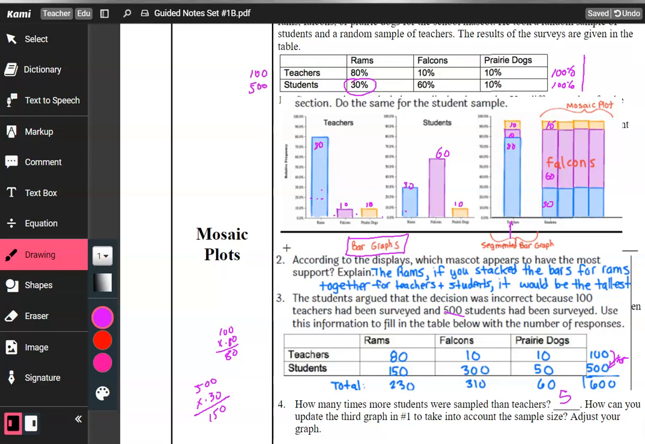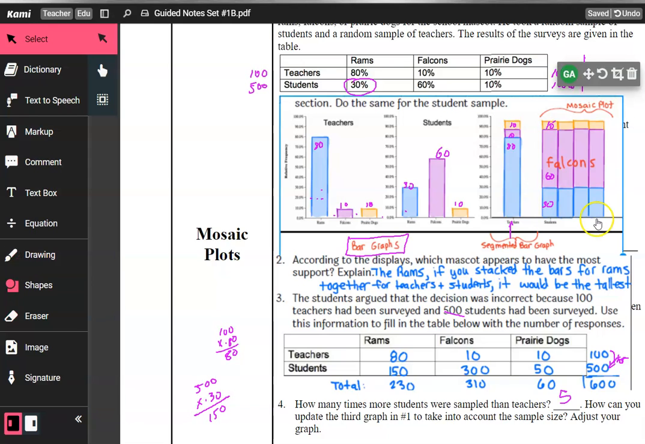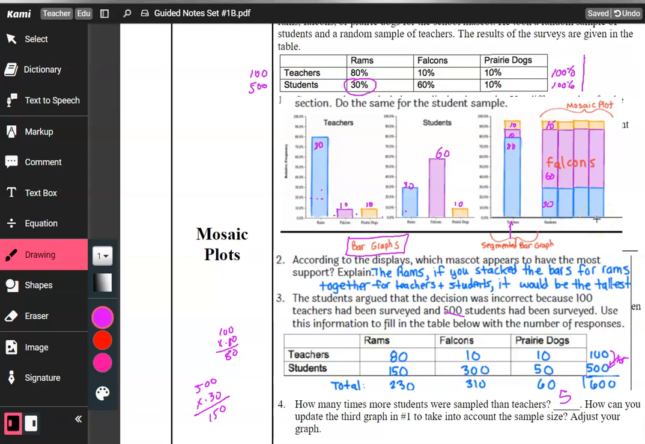How can we update the third graph in number one to take into account the sample size? Well, then we would have to add 5 of these in total. So right here you would have one segmented bar graph for the teachers, and then you would have 5 for the students: one, two, three, four. You would use the same colors. Then you would have 5 for the students. And this is what we call a mosaic plot.